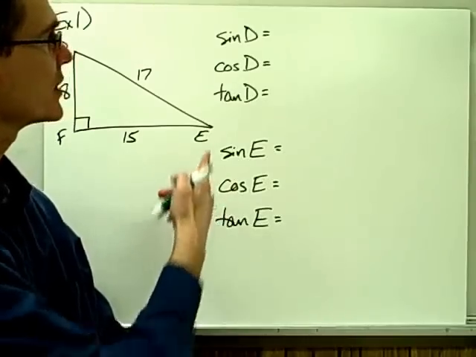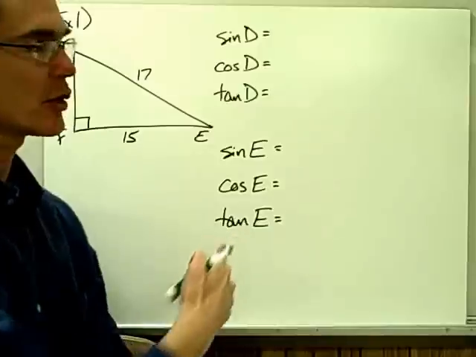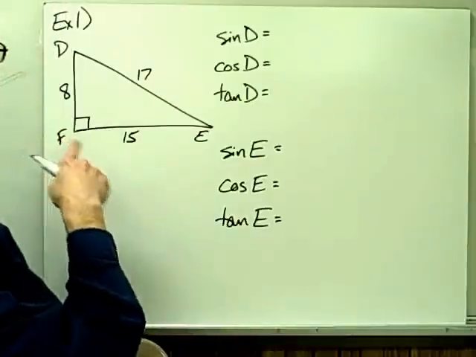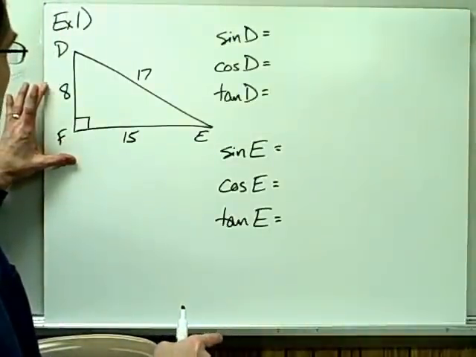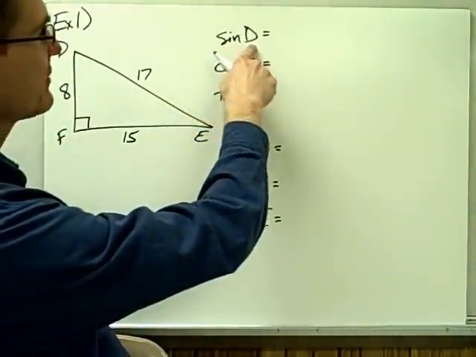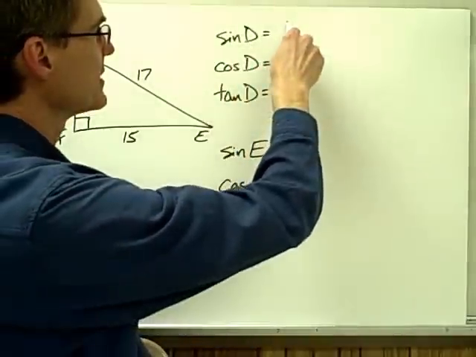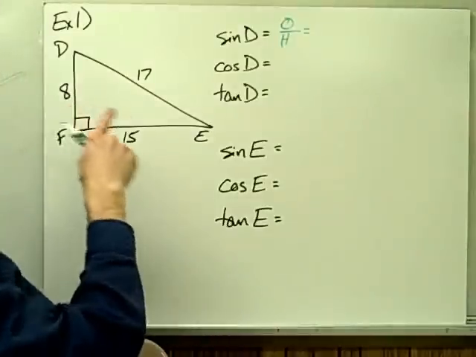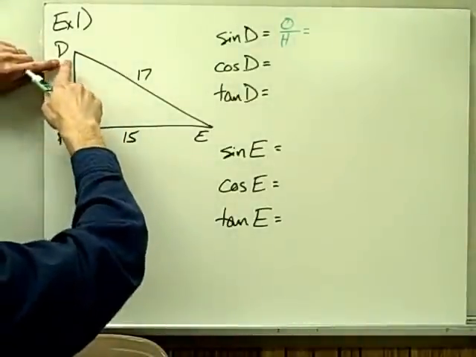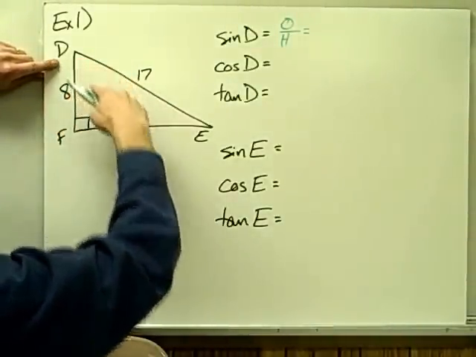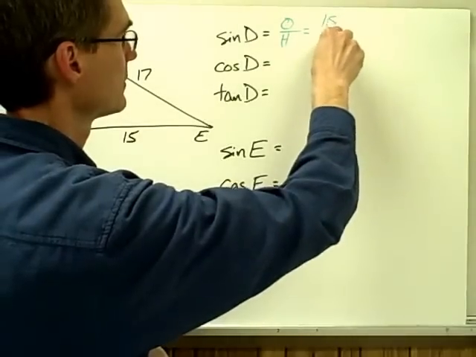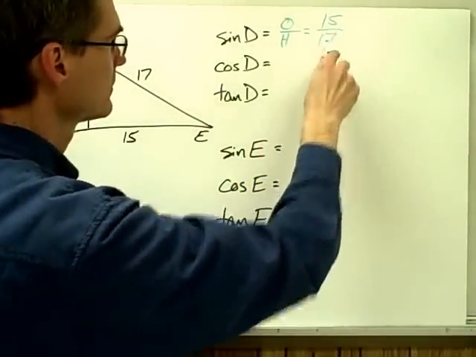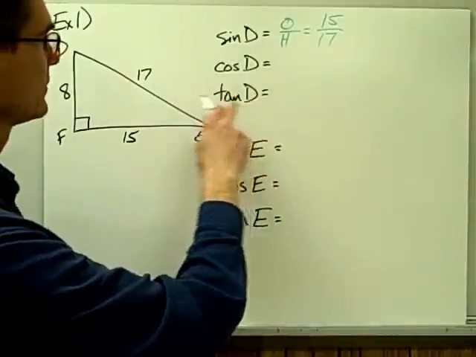On your notes, it says to express each one of these trig ratios as a fraction and as a decimal. So let's do that. Let me go ahead and just do all of them as a fraction first. So sine of D, and I remember sine is opposite over hypotenuse. So we find angle D. Here's angle D, opposite over hypotenuse. So opposite is 15, and hypotenuse is 17. So there's the sine of angle D.